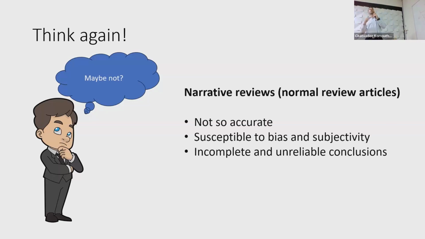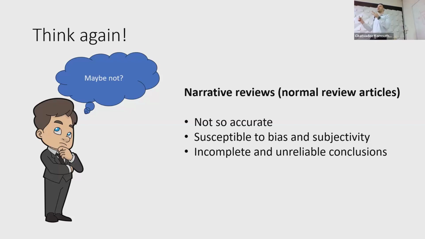So that is why narrative reviews or normal review articles are not so accurate, because basically they are based on your own knowledge, on the author's knowledge. You just read 5, 6 papers and then you make the conclusions based on what you know, not based on what is available in the literature. And that is why they are susceptible to bias and subjectivity, because again, they are based on your own opinion. They're just based on what you know and what you read in the literature, and therefore, those conclusions are incomplete and unreliable.